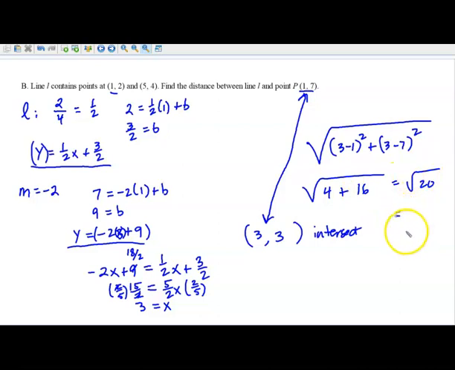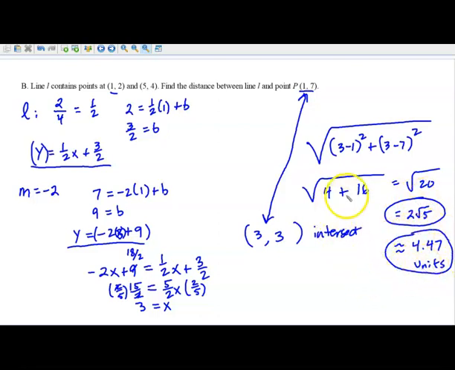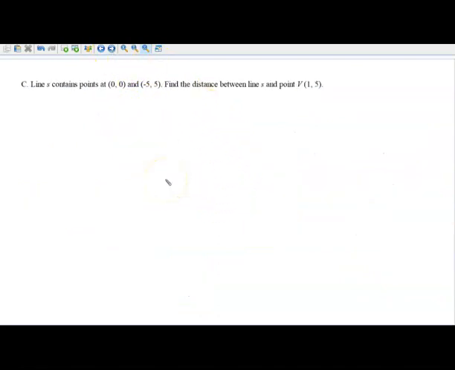So again, let's practice simplifying radicals. That would be 2 times the square root of 5 in simplified radical form. And then you can go ahead from there and give me the decimal form in your calculator. That would be 4.47 units. Okay, so it's really a two-part answer: simplified radical and then rounded decimal to the nearest hundredth. Okay, got one more of those.